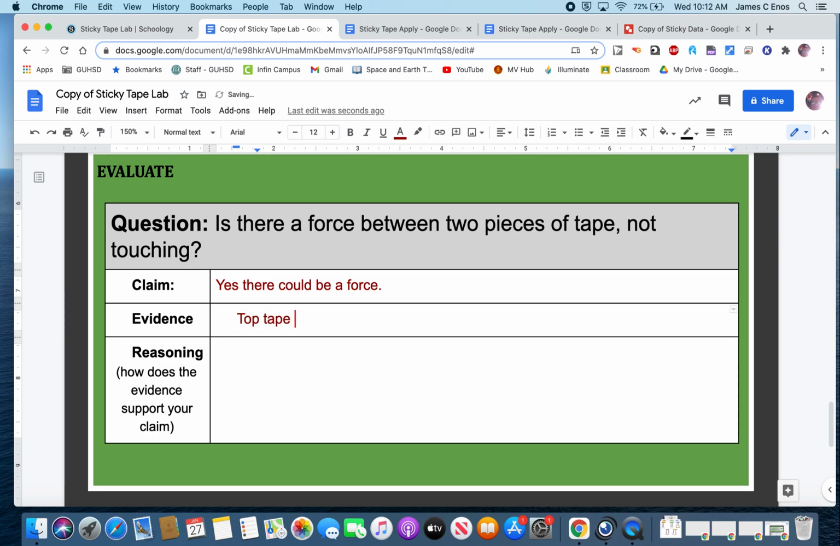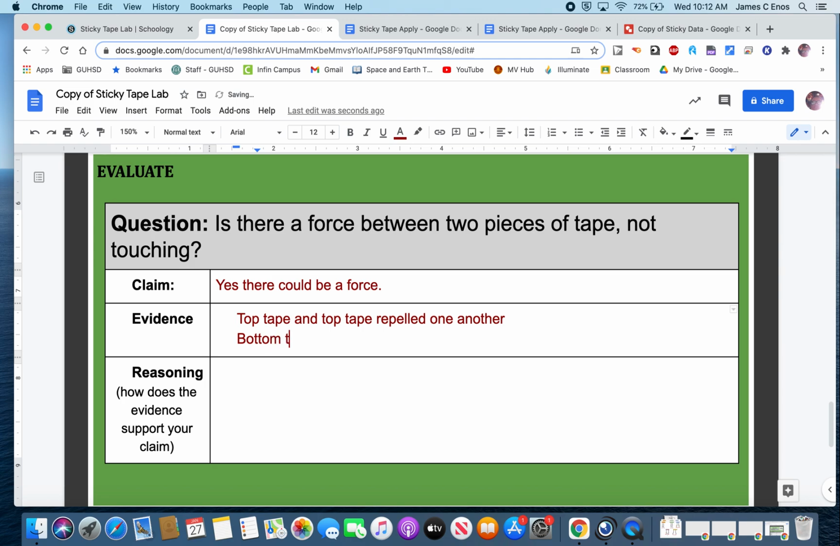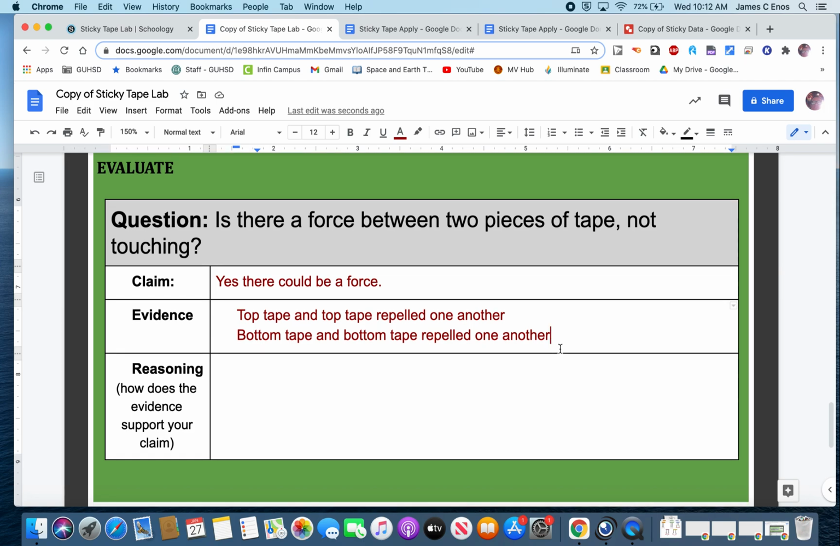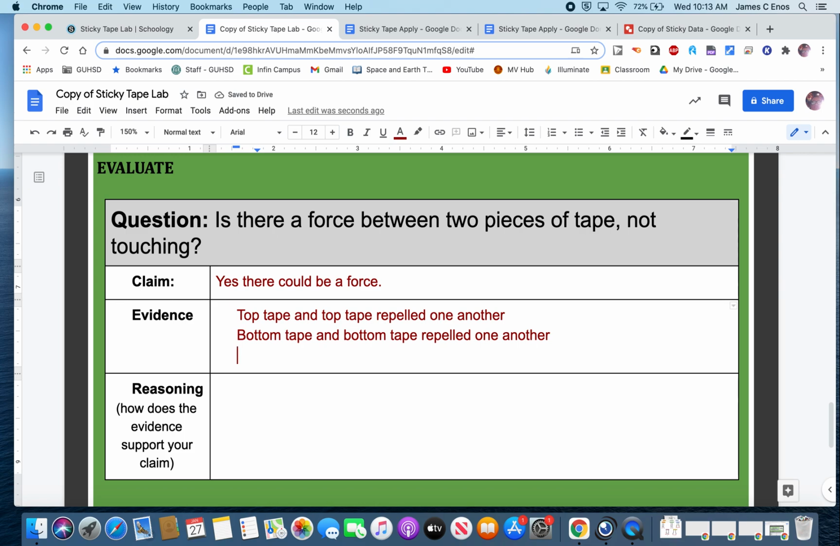top tape and top tape repelled one another. Bottom tape and bottom tape repelled one another as well. I'm lazy and I'm trying to copy and paste. So top tape and top tape repelled one another. Bottom tape and bottom tape repelled one another. We also saw that the top tape and bottom tape attracted one another.